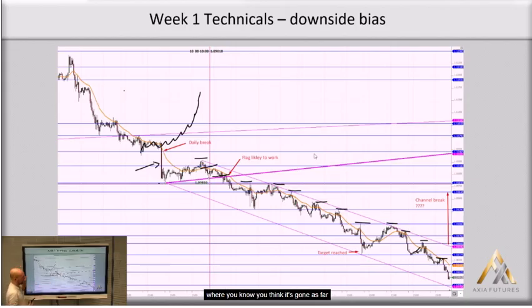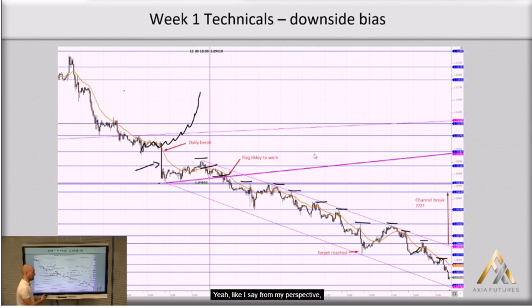If you ever get to a point where you think it's gone as far as it should in your eyes, that suggests you don't know where it's going to go next, because if you thought it was going further, you'd still be in, and if you thought it was going back up, you'd now be long. So you then have to go, I need to wait, I need more information, and then I'll be able to make a decision. And once you get that information, then you can make that decision.